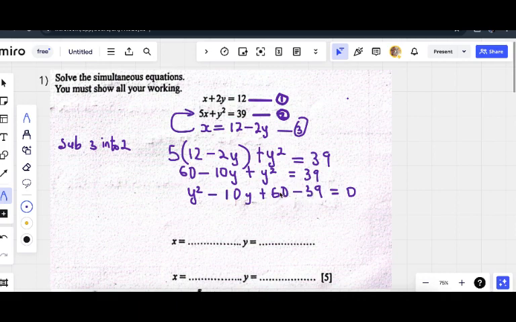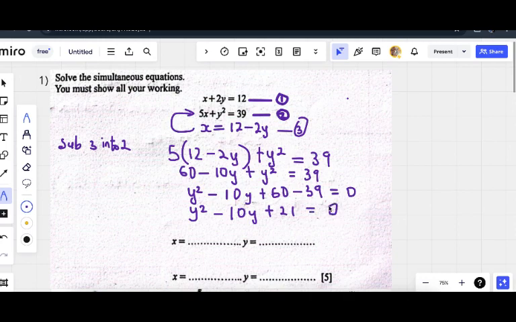Now you say 60 minus 39, what do you get? Is it 19? 60 minus 39, 21? Yeah, 21. So we now have this quadratic equation: y squared minus 10y plus 21 equal to 0. So since you have this, it's easy for us to move on.